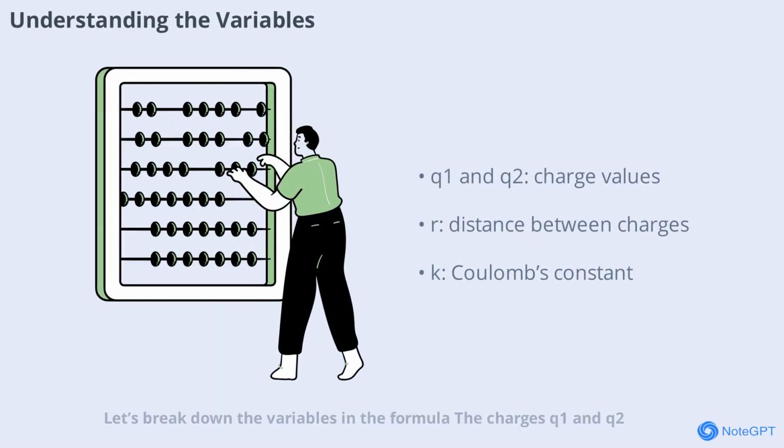Let's break down the variables in the formula. The charges q₁ and q₂ can be positive or negative, representing protons and electrons, for example. The distance r is always measured from the center of one charge to the center of the other. Coulomb's constant K is a fixed value that makes the units work out correctly. By plugging in different values for these variables, you can see how the force changes depending on the situation. This flexibility makes Coulomb's law applicable to a wide range of problems in physics and engineering.